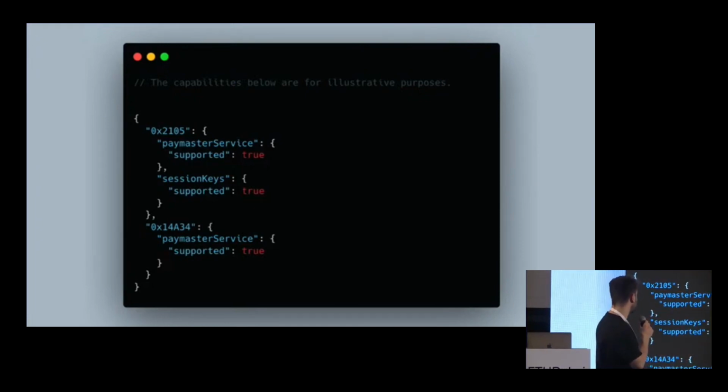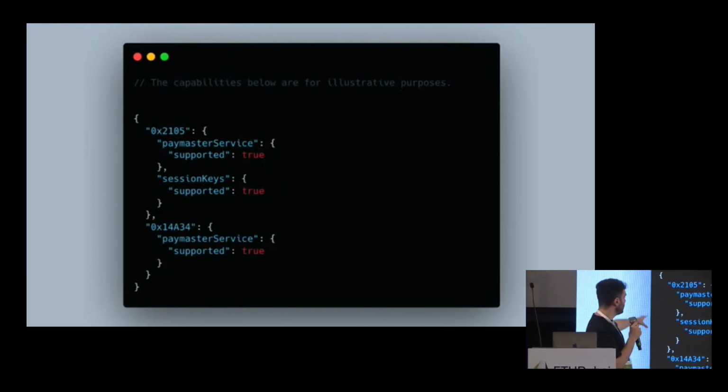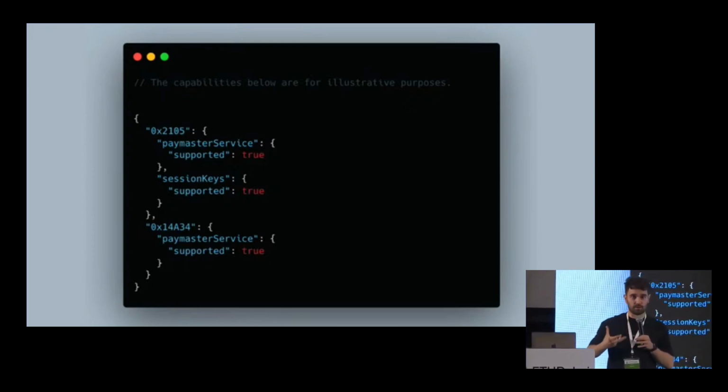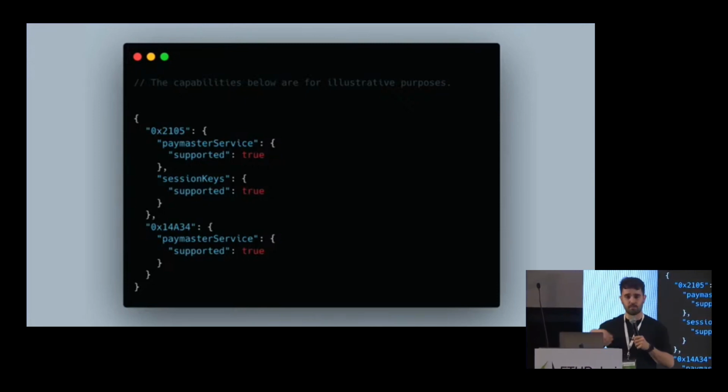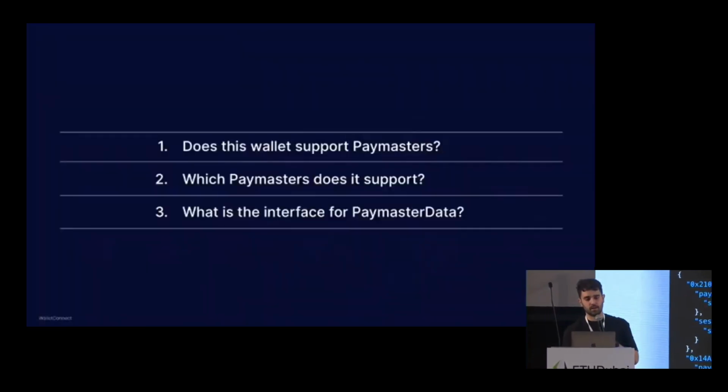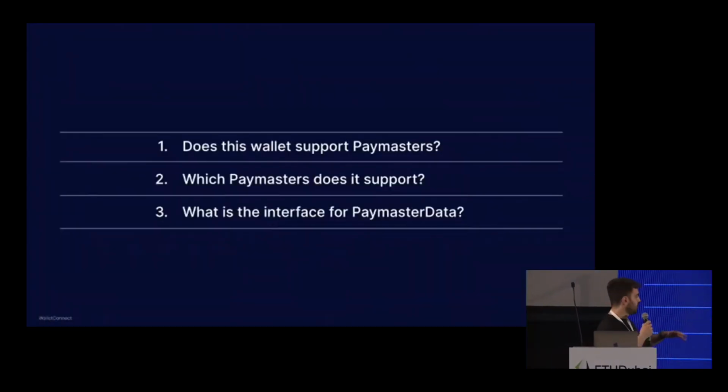This is just an example of, for example, you could have one address A and one address B, and one of them supports a paymaster service, and the other one supports a paymaster service and session keys. And this way, we can have a little bit more information about the wallet and know, oh look, this is a smart account, and it has this paymaster service, and maybe supports some fancy feature like session keys, which we're going to talk about.